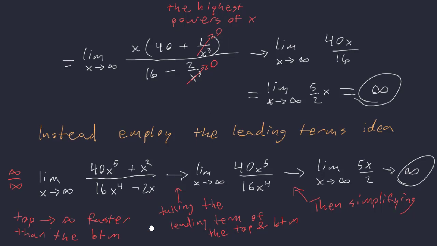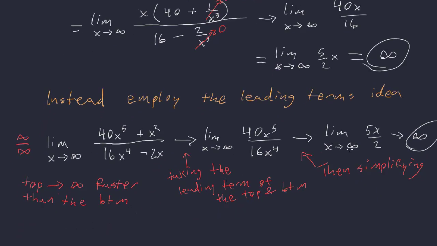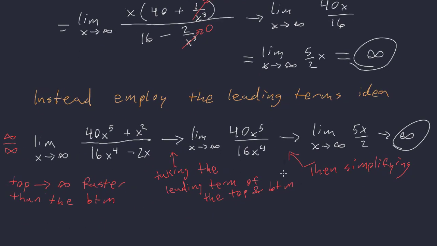So it's the top that takes the whole thing to infinity. Right? So infinity over infinity, this is faster on the top, so it's going to take the whole thing to infinity. Okay. Let's look at another example.